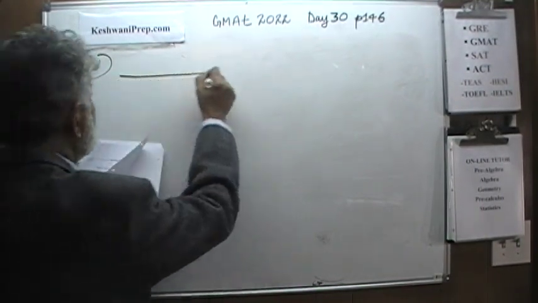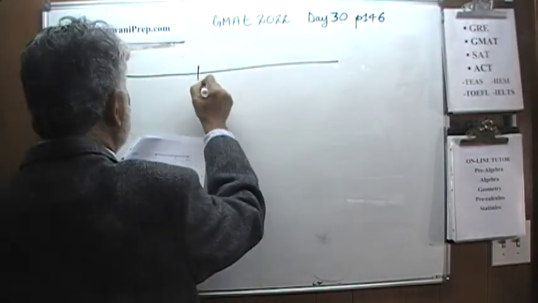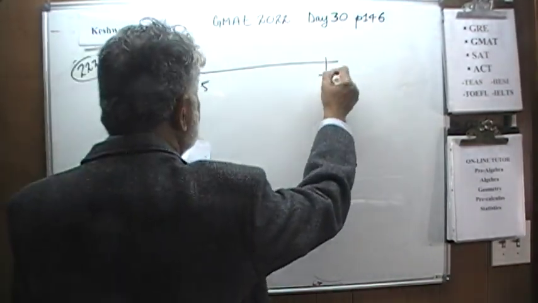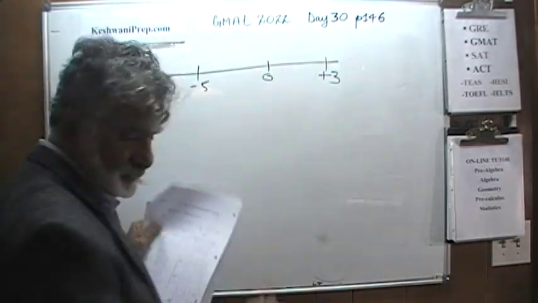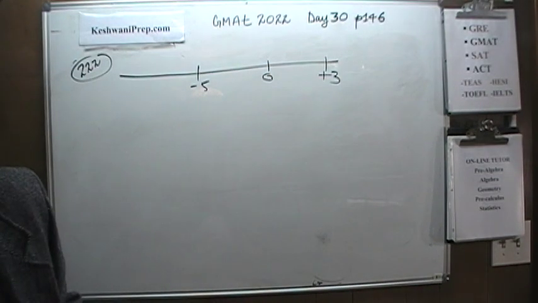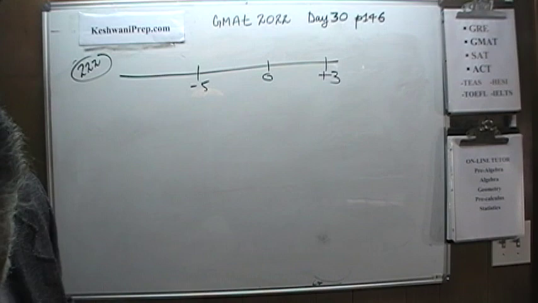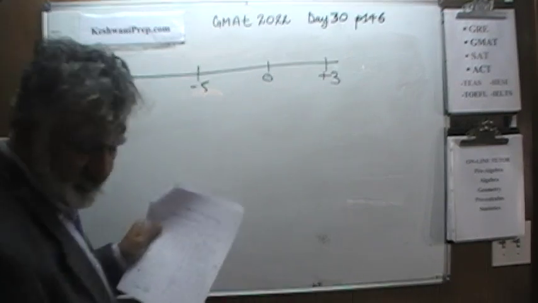222. Here we are given a number line that looks something like this. This is -5, we are told. This is +3. This is 0. Let's make sure that I did not. Yeah, that's exactly what it showed us. -5 to +3.